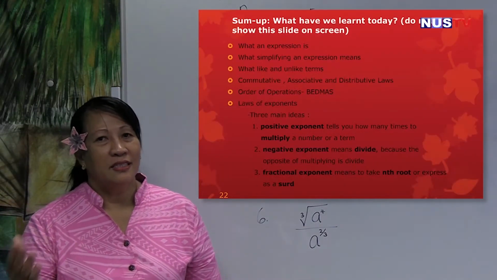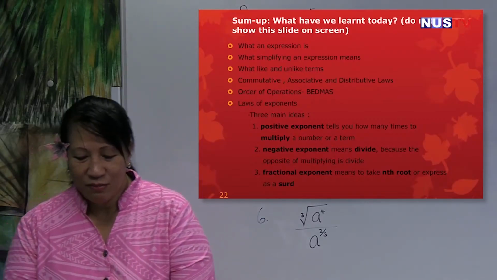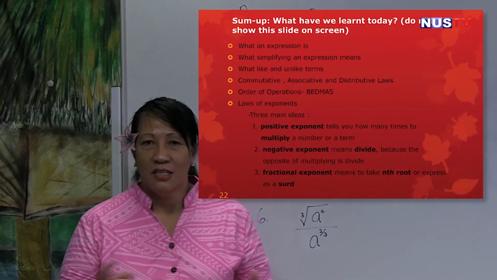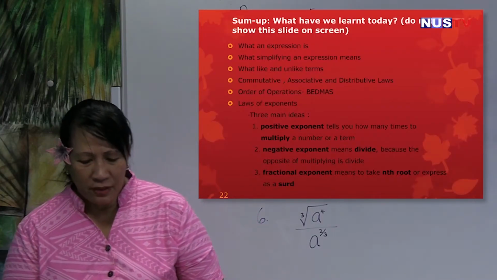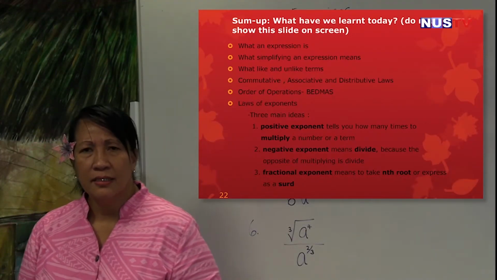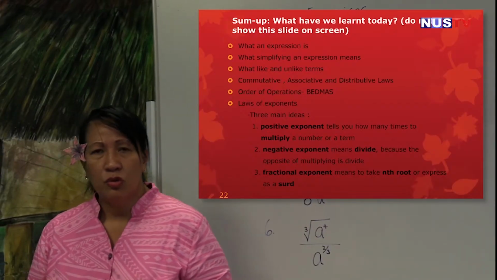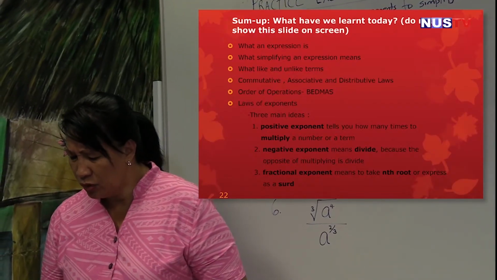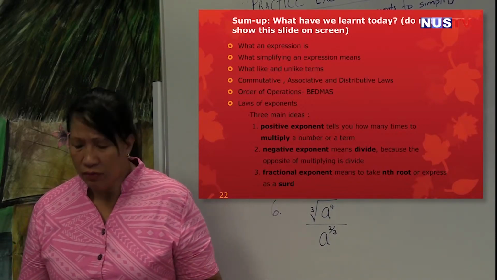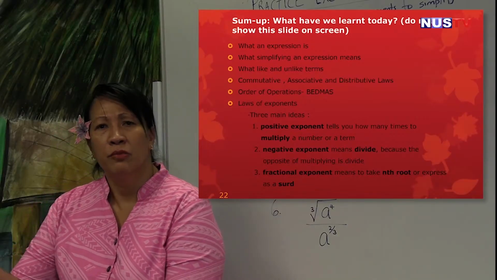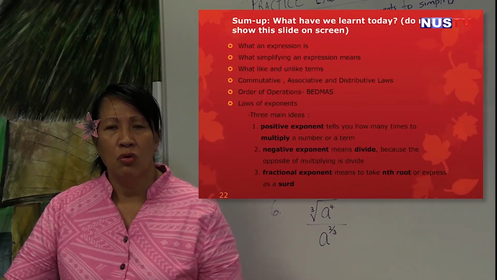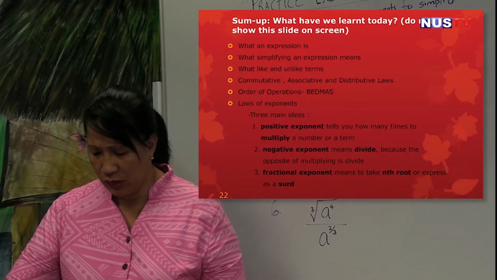So, let's sum up. What have we learned today? We have learned today what an expression is, what simplifying an expression is, what like terms and unlike terms are, what commutative, associative, and distributive laws are. We have refreshed our memory on the order of operation and BEDMAS from previous years, and we have also looked in depth at the laws of exponent.